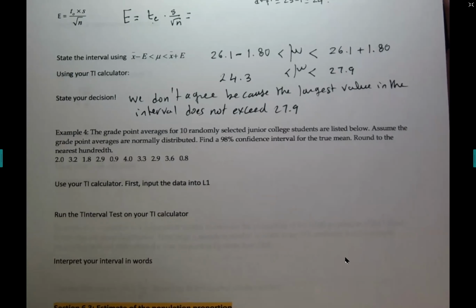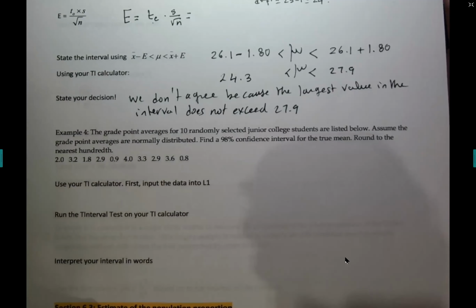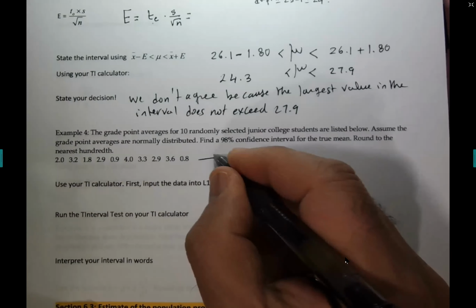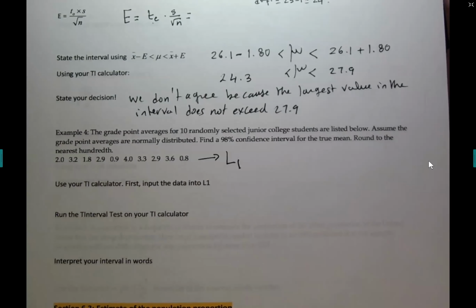Okay, for example 4, guys, I would like you to work on this example with me. So we're going to find a confidence interval, but the data is going to be given to us as raw data, not a summary of the data. You see, you have data here. So the first thing, before I do anything, I would like you to put this data in L1. Let's do that. I'll pause for a minute until you do that and then record.